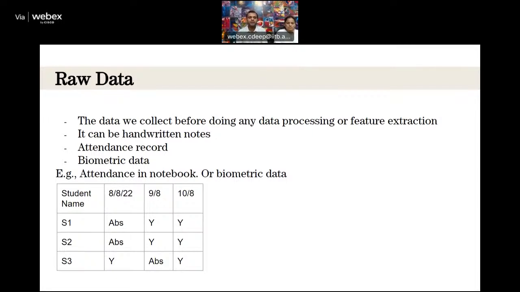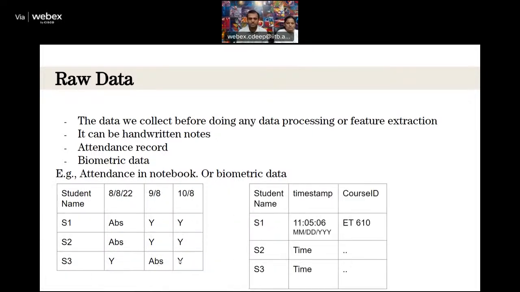Or you might use biometric data. For example, if you have biometric sensors in your university and students enter their bio ID when they walk in, that data might be recorded like this. It's not always like this. It might record the ID of the person, the timestamp and which course it is, for example the learning analytics tools or some other course. This is the raw data: how a human takes handwritten notes, or how sensors record the data.